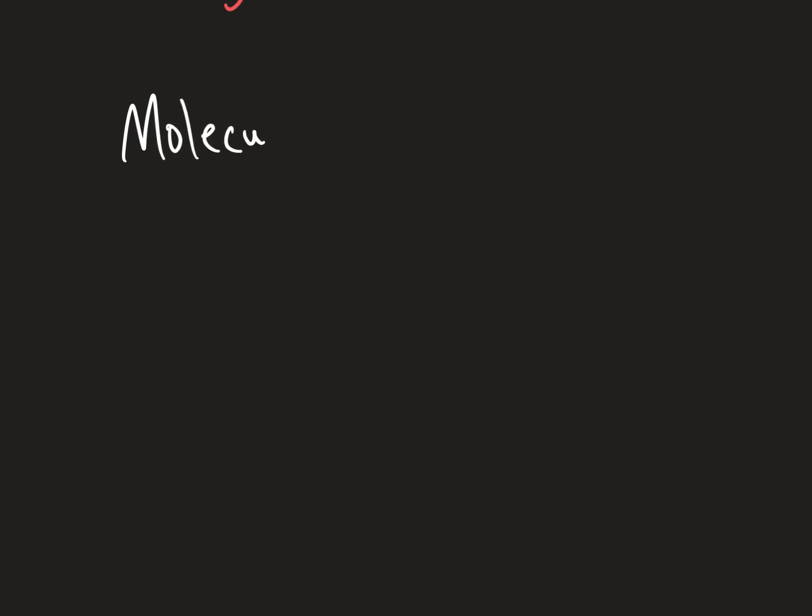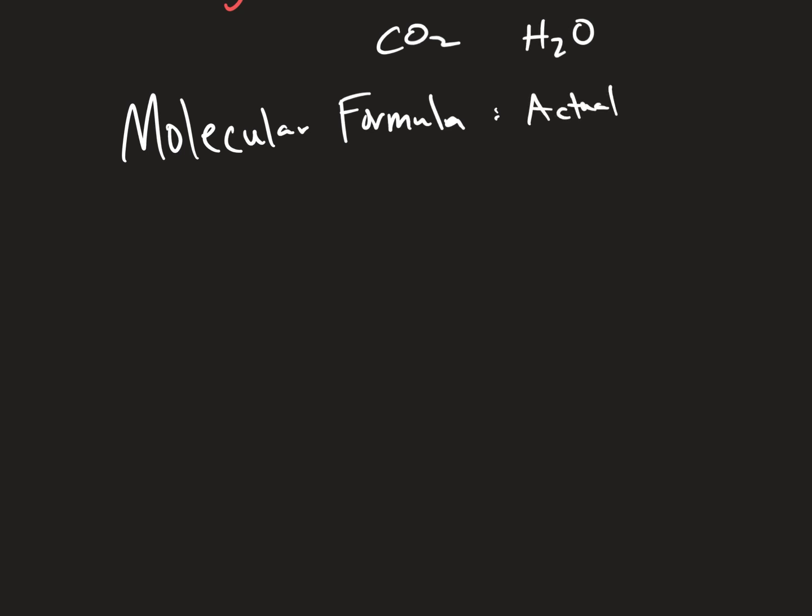What's the molecular formula? It's the actual number of atoms of each element in the compound. So the molecular formula of water is H2O. The molecular formula of carbon dioxide is CO2, and so on, right? So this is the actual formula, written in simple words. Actual formula.